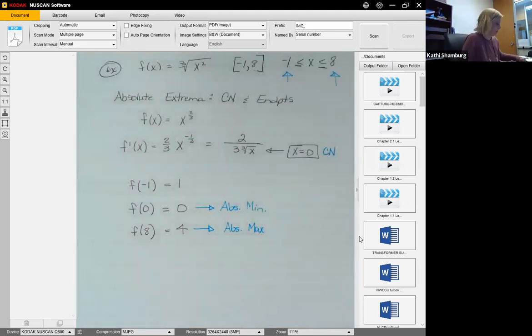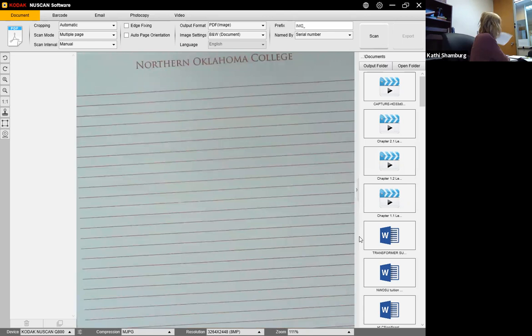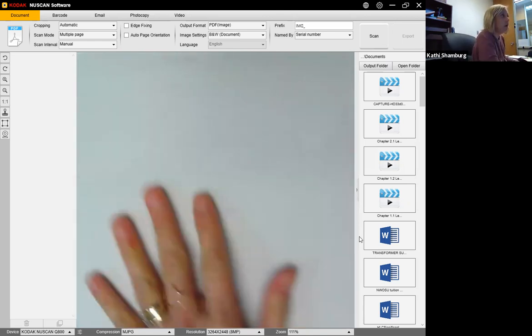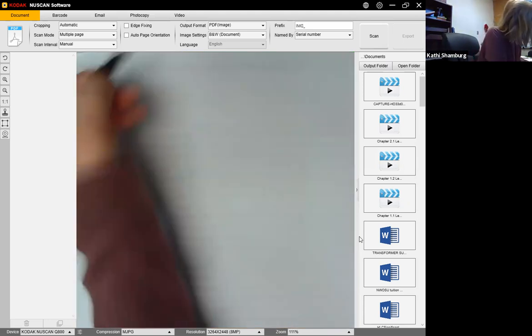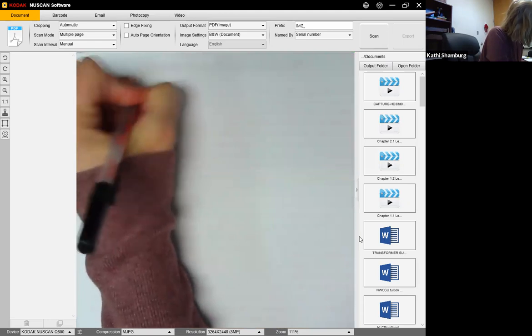All right, now, this section also has us look at a business application.